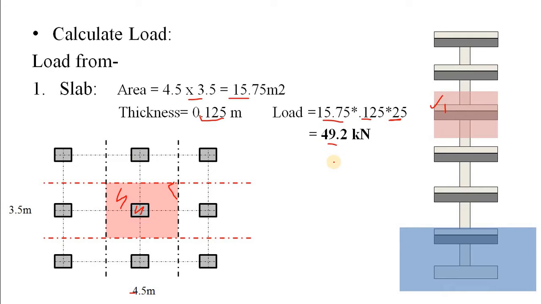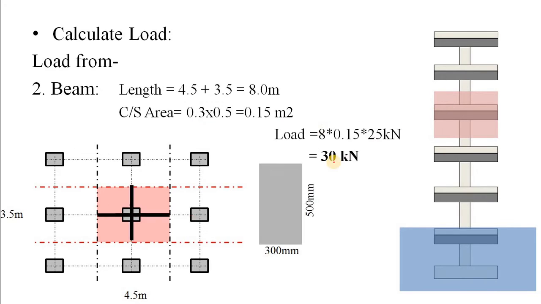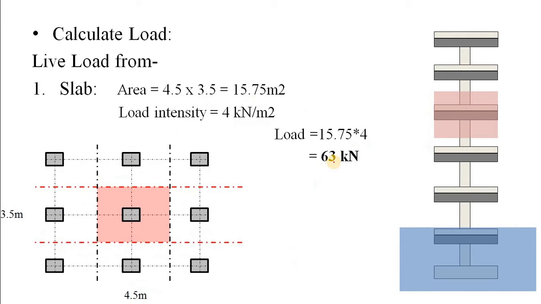It's time to calculate the load coming from live load. For this lesson we will consider that the intensity of your live load is only 4 kilonewton per meter square. What is the tributary area? Just similar to the slab, your tributary area is 3.5 meter by 4.5 meter. If you multiply that area with this load intensity, you will get the total load coming from your live load. Here our live load is 63 kilonewton.